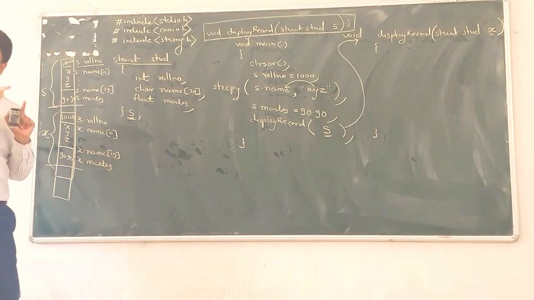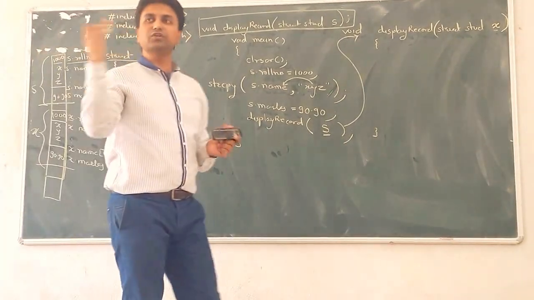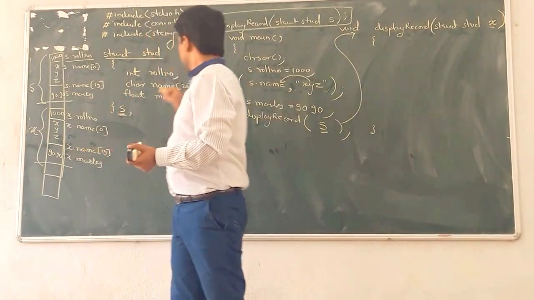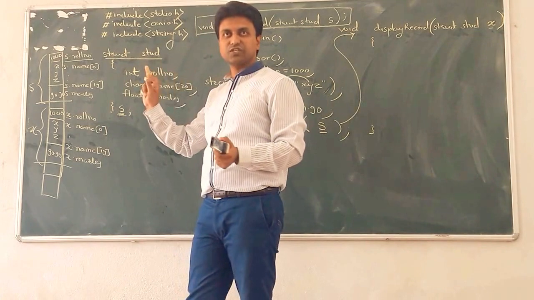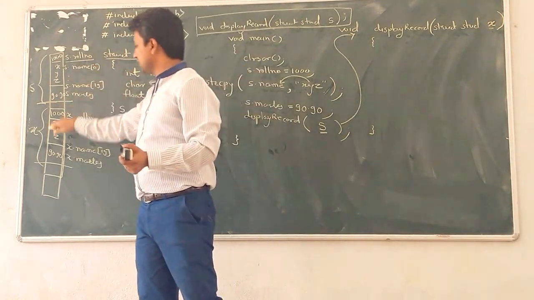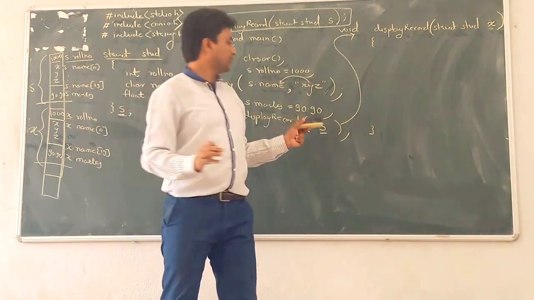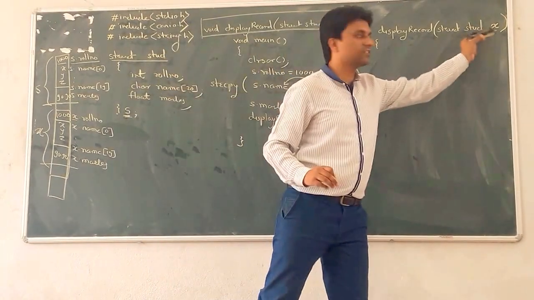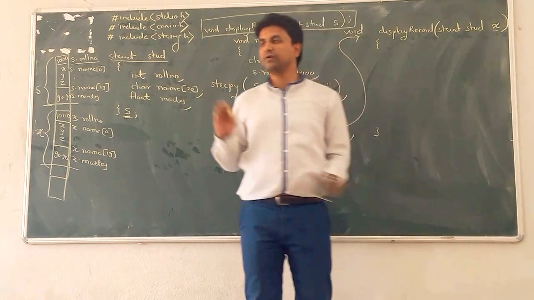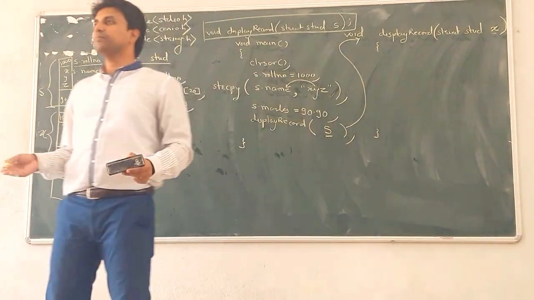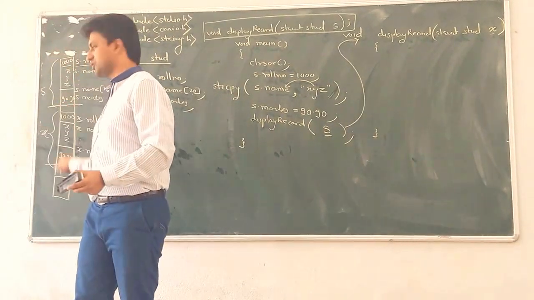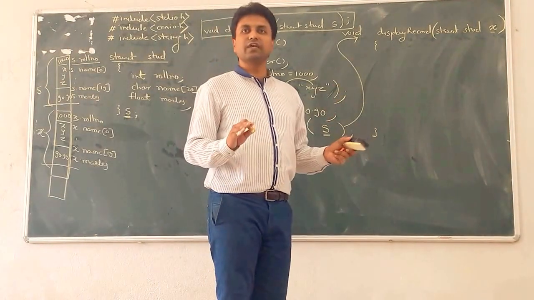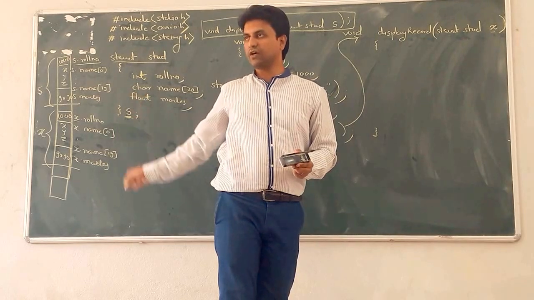This one structure variable is totally copied into another structure variable. How? Data member by data member. There are three data members for one structure variable, and these data members are copied. Clear? Due to what? When you pass S to that X by value. In by value, a separate memory location is created for the structure variable. Next. Now, what to do? We have to display that whole record.